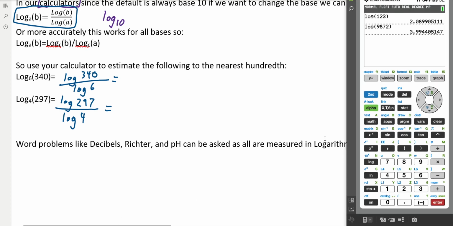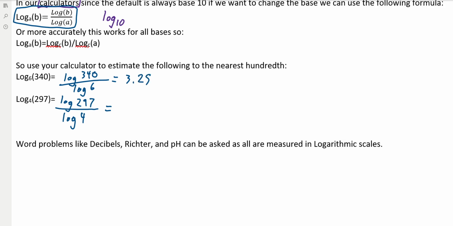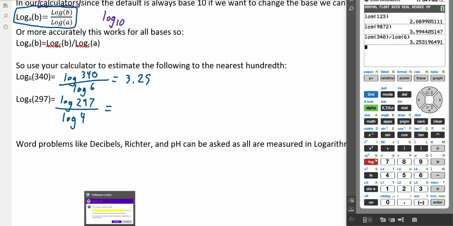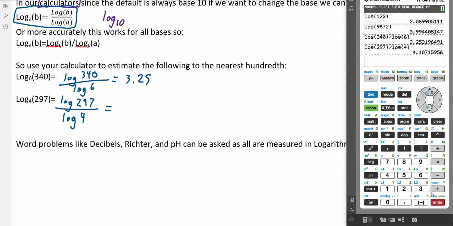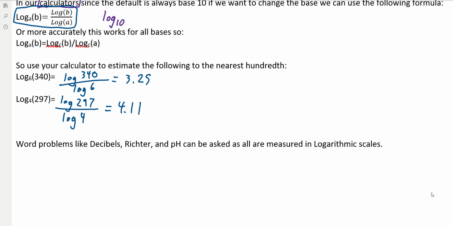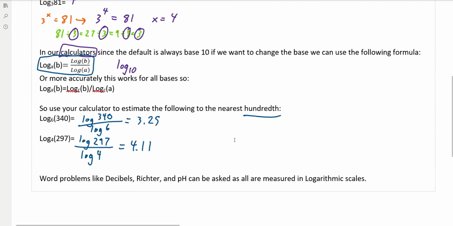Okay, and so now what can we do? Well, let's try getting those answers. Log 340, make sure you finish the brackets, divided by log of 6, 3.25. We're going to go with that. Let's try it again. Log of 297, finish the brackets, divided by log of 4. Enter, so 4.11. It's because it says to the nearest hundredth. That's where we're rounding. And hopefully those helped you out a little bit, getting used to that.